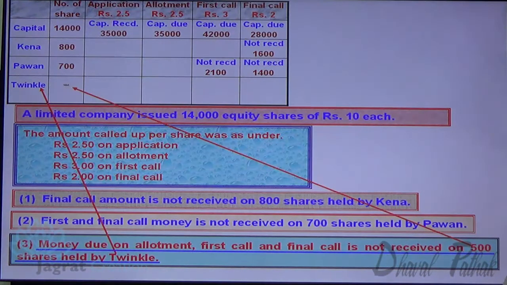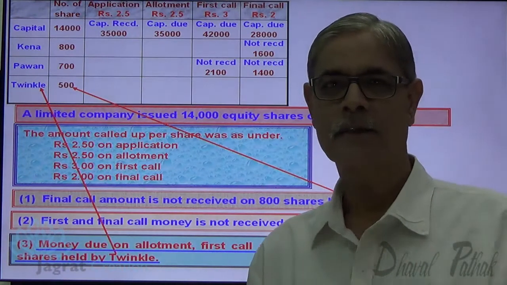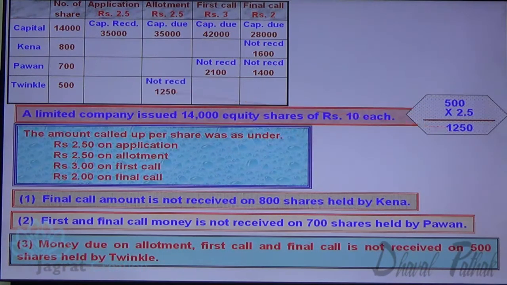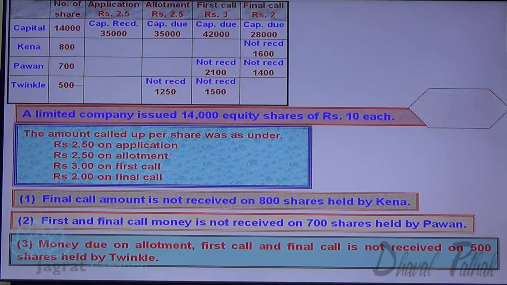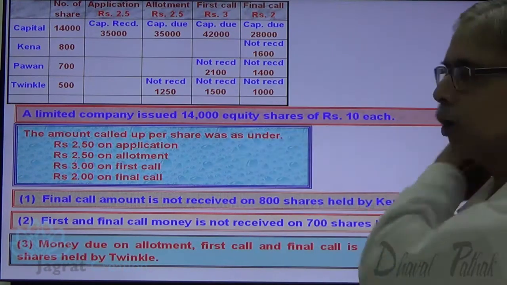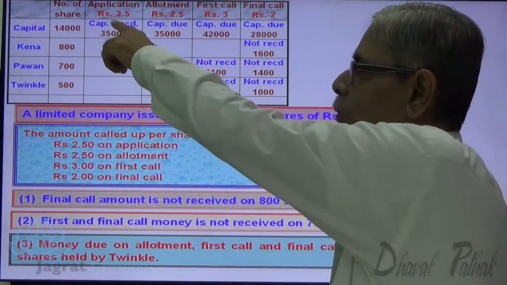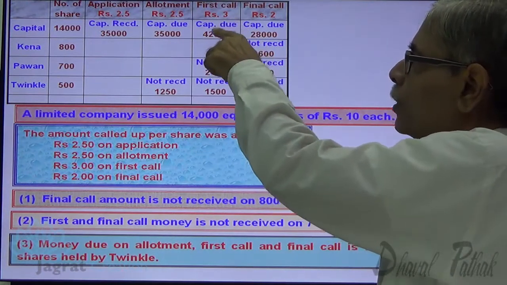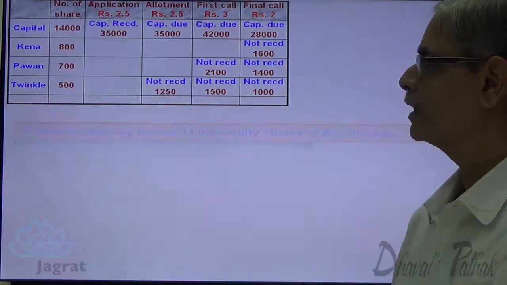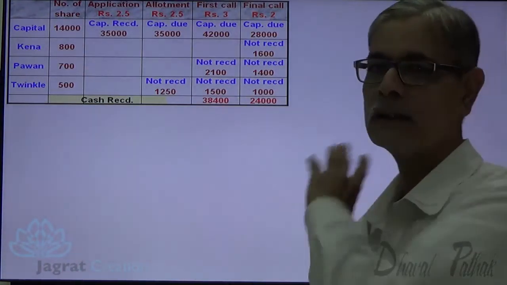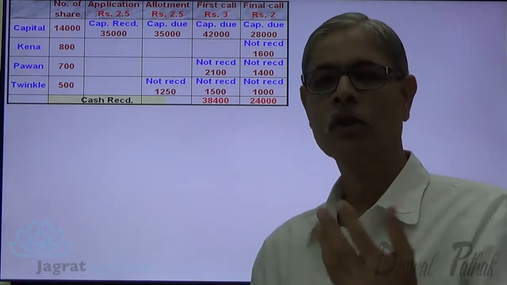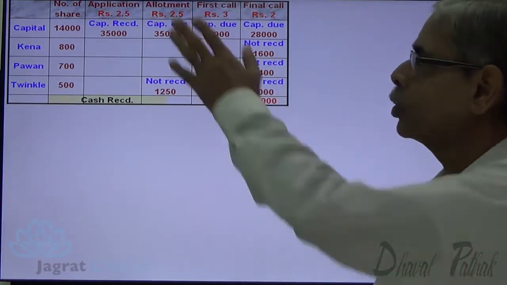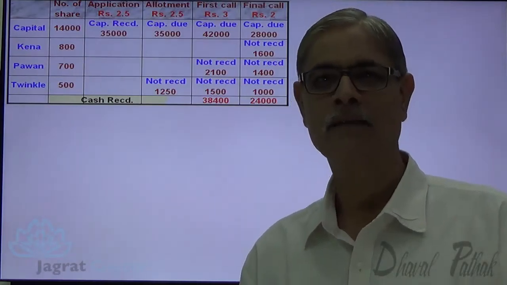Third shareholder, Twinkle, 500 shares, not paid allotment, first call and final call. So not received, and not received final call. Now this is the amount received with application, with allotment, amount due, not received, due, not received, due, not received. So we generally work out the amount received when we want to write down all the entries. This working is also not necessary because we are required to write down only forfeiture and reissue entry. So let me remove the working that is not relevant to our question.